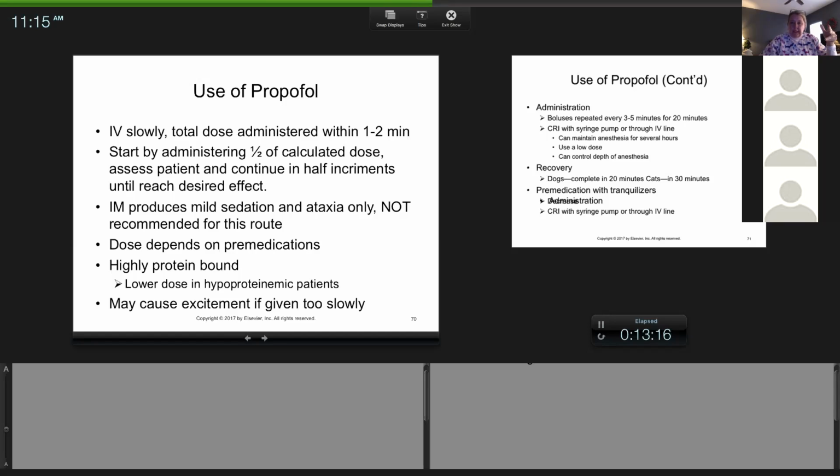If they're really deep, you just give enough till you need. And what is the effect that I want? I want them intubated. I want them muscle relaxed. I want them unconscious. And the other key, highly protein bound. If you have an animal that has low protein, hypoproteinemia, you're going to need to lower your dose, because if you don't have enough protein for it to bind to, that means more drug is free in the bloodstream to be taken up by the brain, and they can get deep.